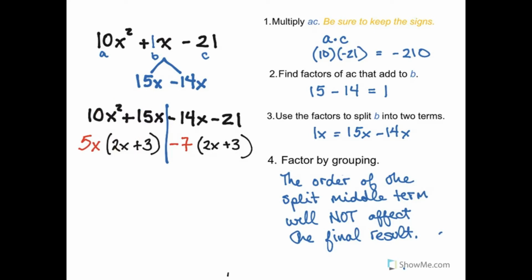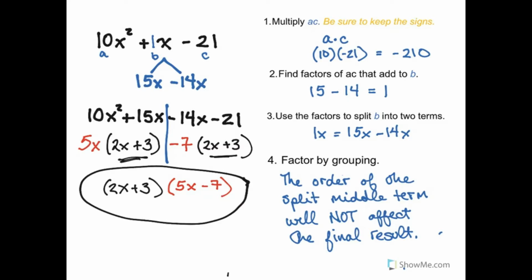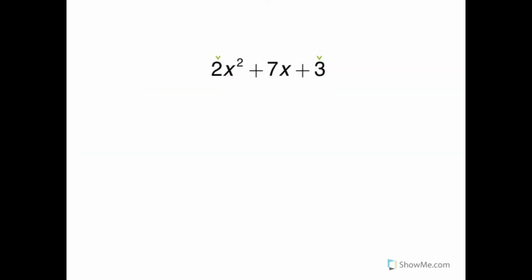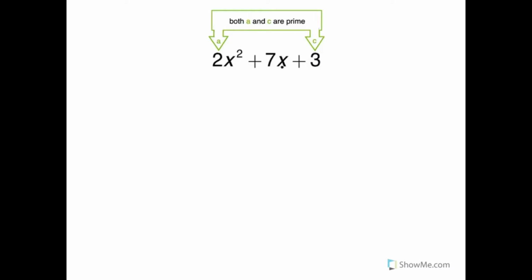Now it's time to look at the whole thing. There's a common factor of 2x plus 3, and that's multiplied by each of the terms 5x and negative 7. So I found the factorization 2x plus 3 times 5x minus 7, just what we started with when we multiplied to get that polynomial. The AC method is a lot of work. Sometimes it's the fastest way, but sometimes not.